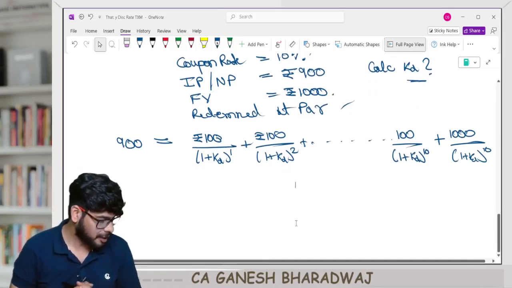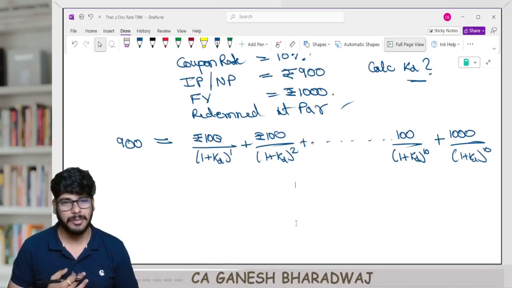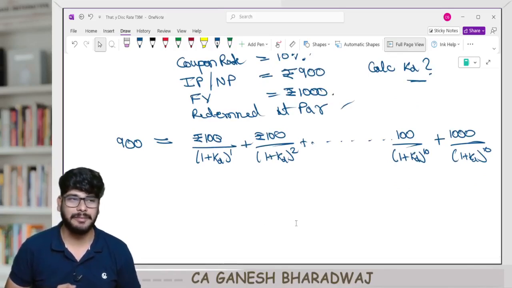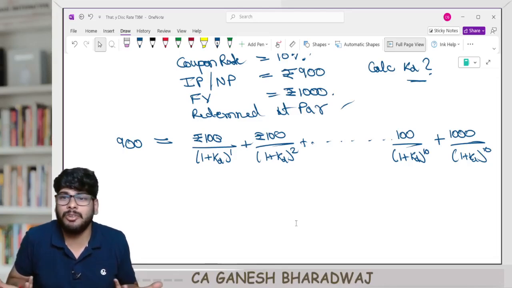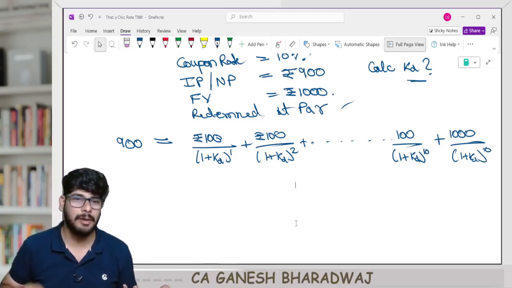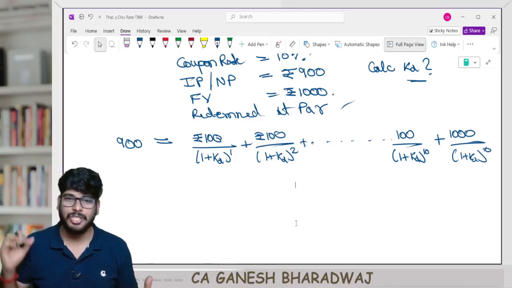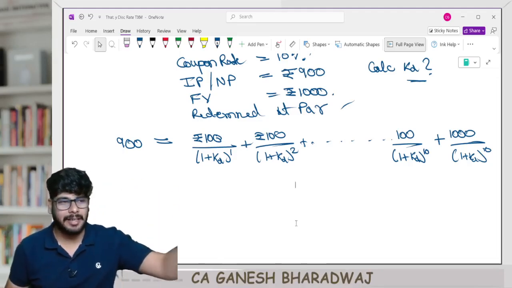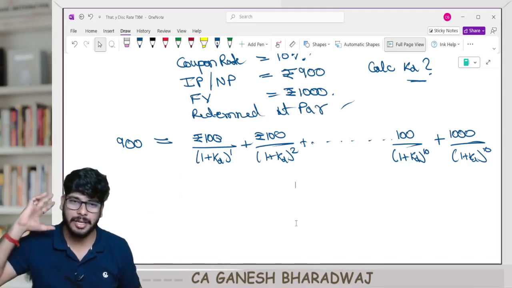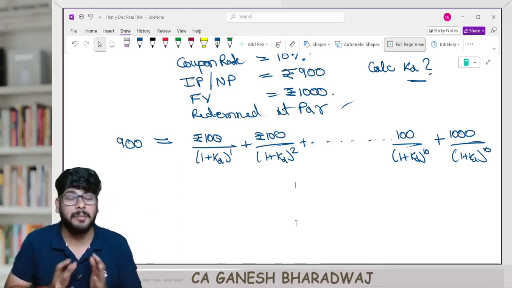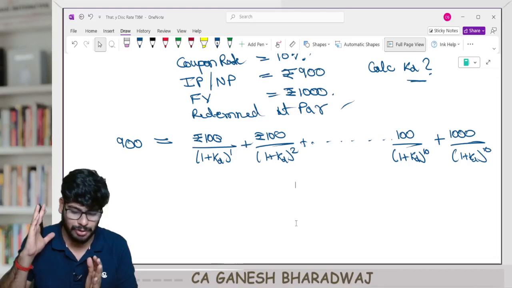Guys, correct? Now, how do you compute the KD? Is there a formula to compute this? Do you have a formula to compute IRR? You don't have a formula to compute IRR. So what do you do? Trial and error. So one trial, take your KD to be equal to 10% or something, right? The trials will generally be given in the question. Calculate the NPV. Pray to God that you should get it equal to 0, right?